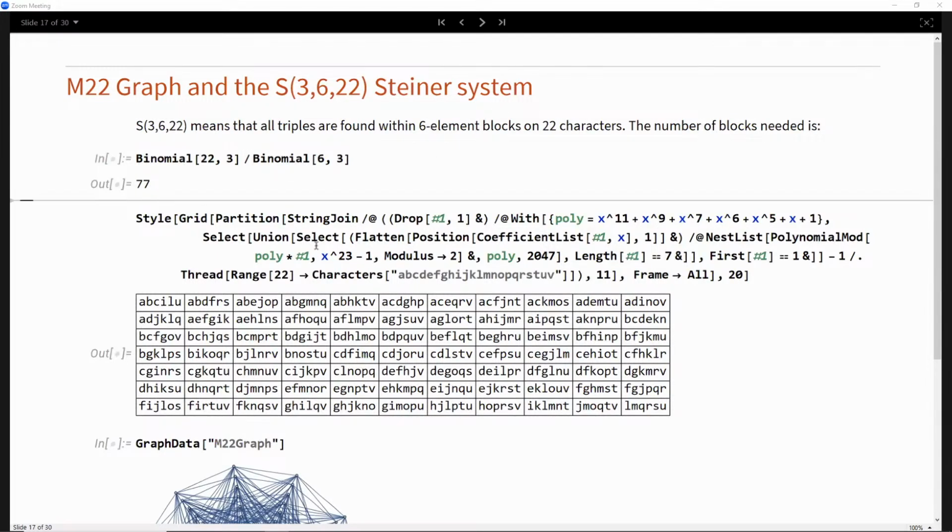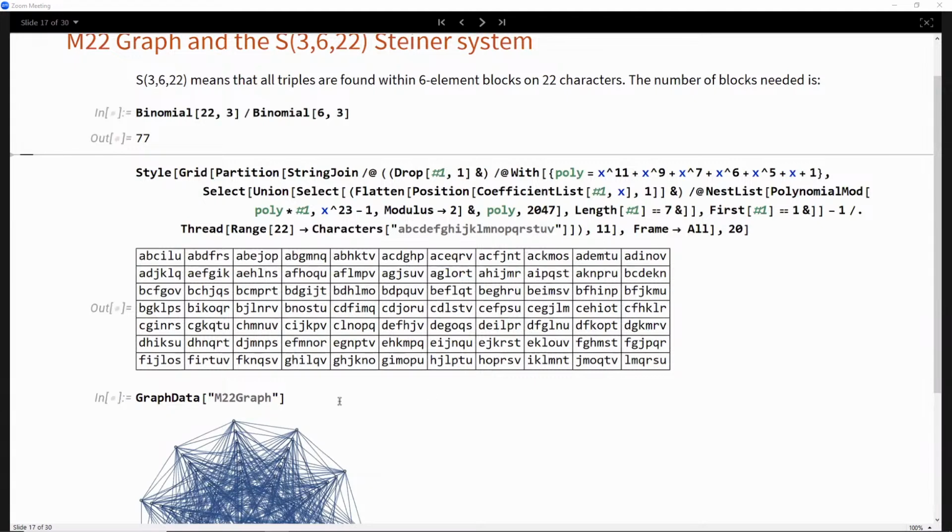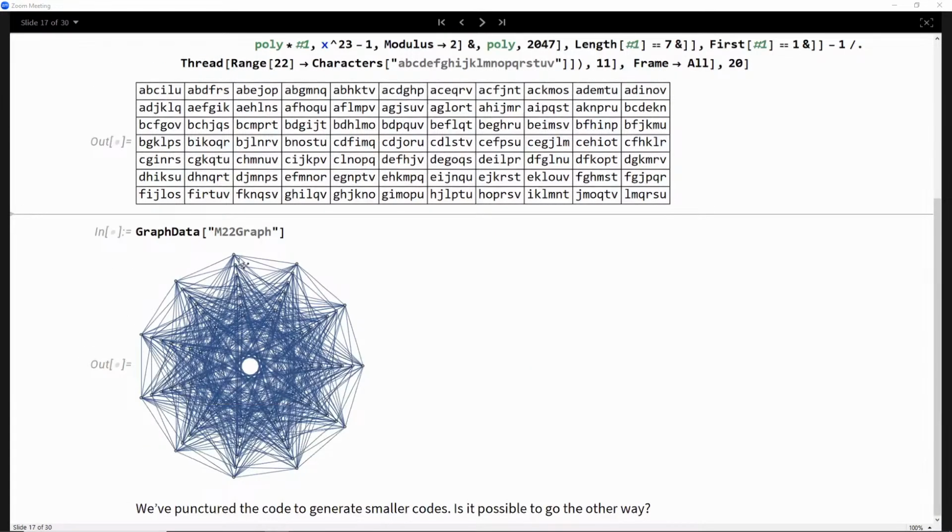So there are 77 of these blocks shown here, and here's what the graph looks like. These vertices are connected if no letters are shared. For example, ABC, ILU, and CH, J, K, and O don't share any letters, I don't think. So they would be connected in this graph.